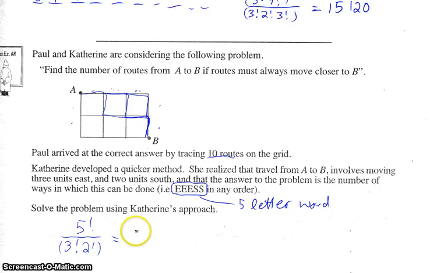So we should have gotten 10. We kind of knew that already, didn't we? So 10 different ways to get there, and so Catherine got the same thing. I would definitely use Catherine's approach on future questions, especially if there's more than 10 different routes to go to.